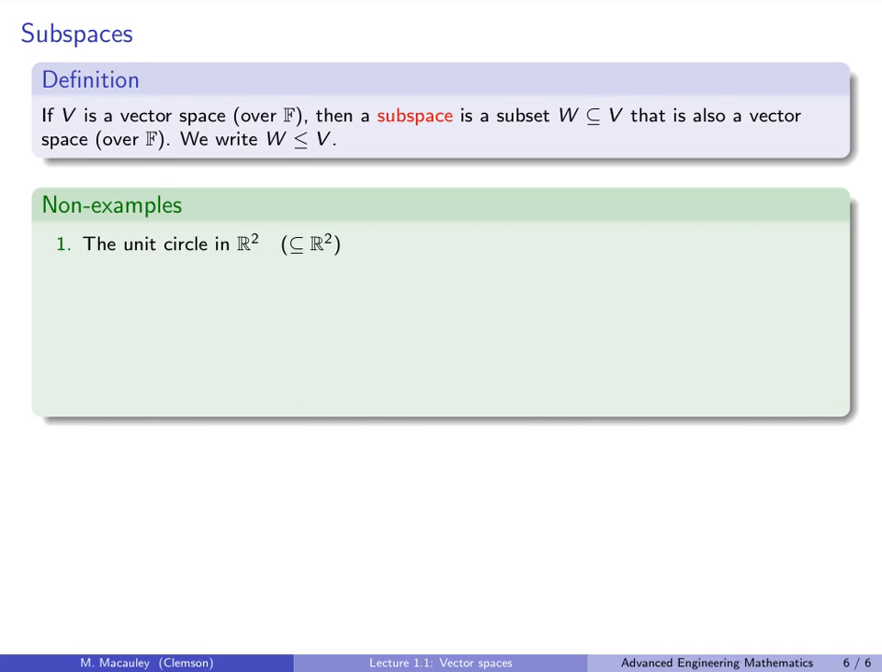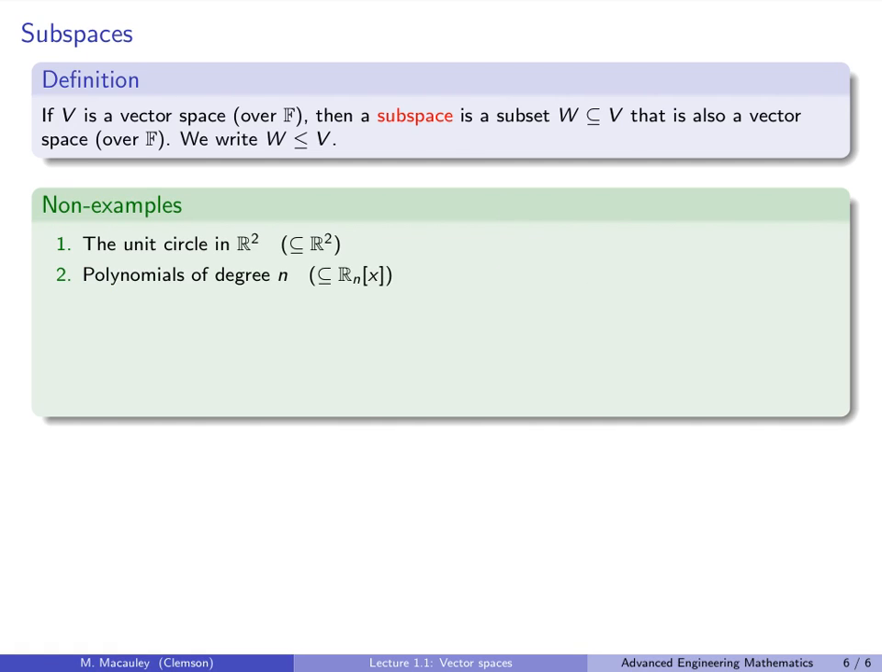Let's do some non-examples. The unit circle in R2, that is not a vector space. Well, it does not look like a hyperplane, a line, a plane, or some higher dimensional analog. And also, if you take any two vectors on the unit circle and you add them up, you get something that's not on the unit circle. This is clearly not closed under addition. It's clearly not closed under scalar multiplication. You take a vector on the unit circle, you multiply it by 2 or by 0, and you no longer stay on the unit circle.